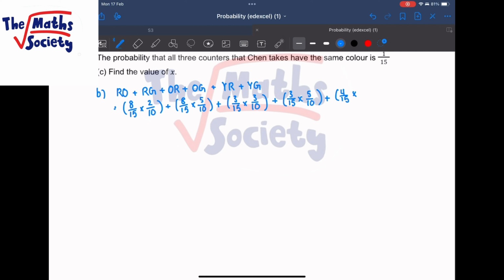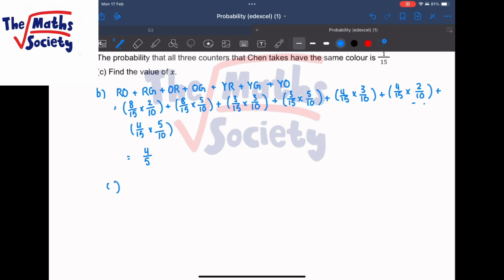Multiply red, which was 3 by 10, plus yellow and green, that is 4 by 15 multiply 2 by 10. Plus, oh, we forgot one, which is yellow and orange. Yep, this is the orange one, and then it's 4 by 15 multiply 5 by 10. So total you should get 4 by 5 probability. Yep. And then we'll move on to number C.